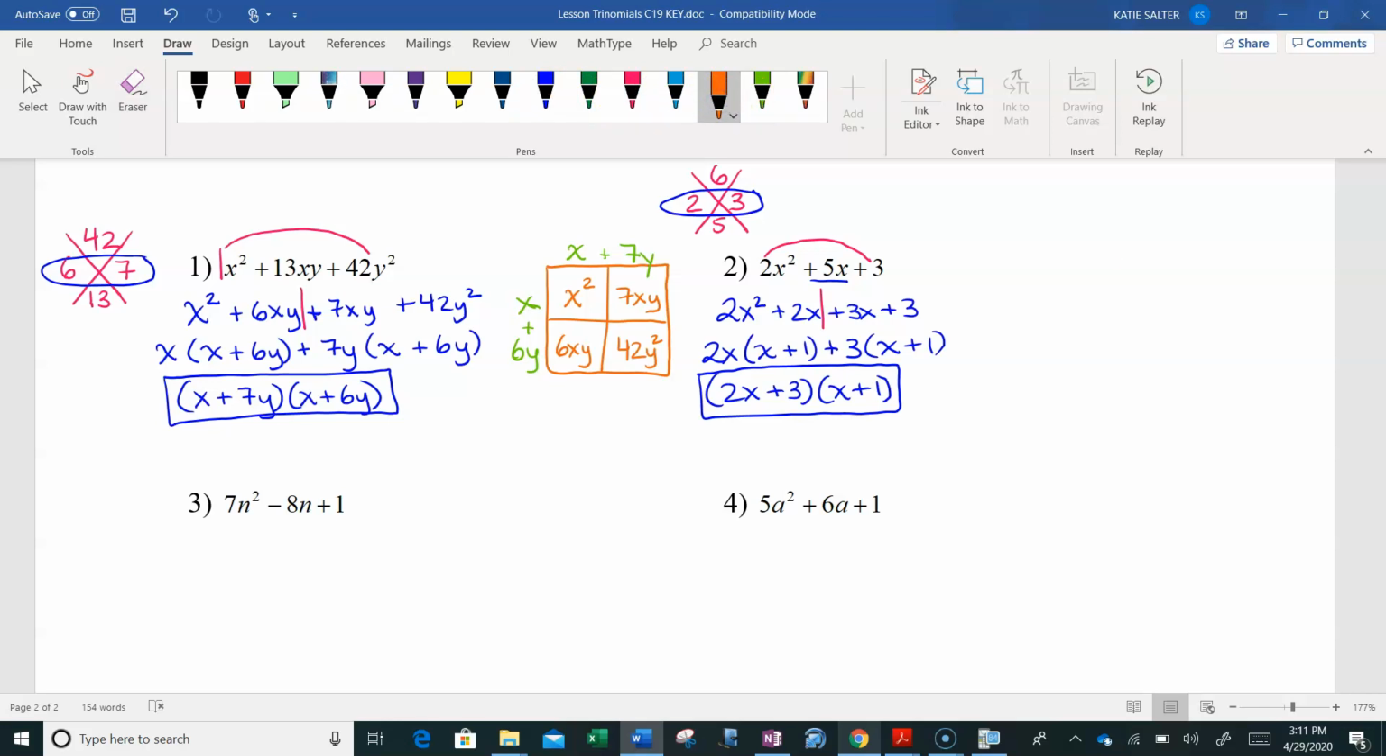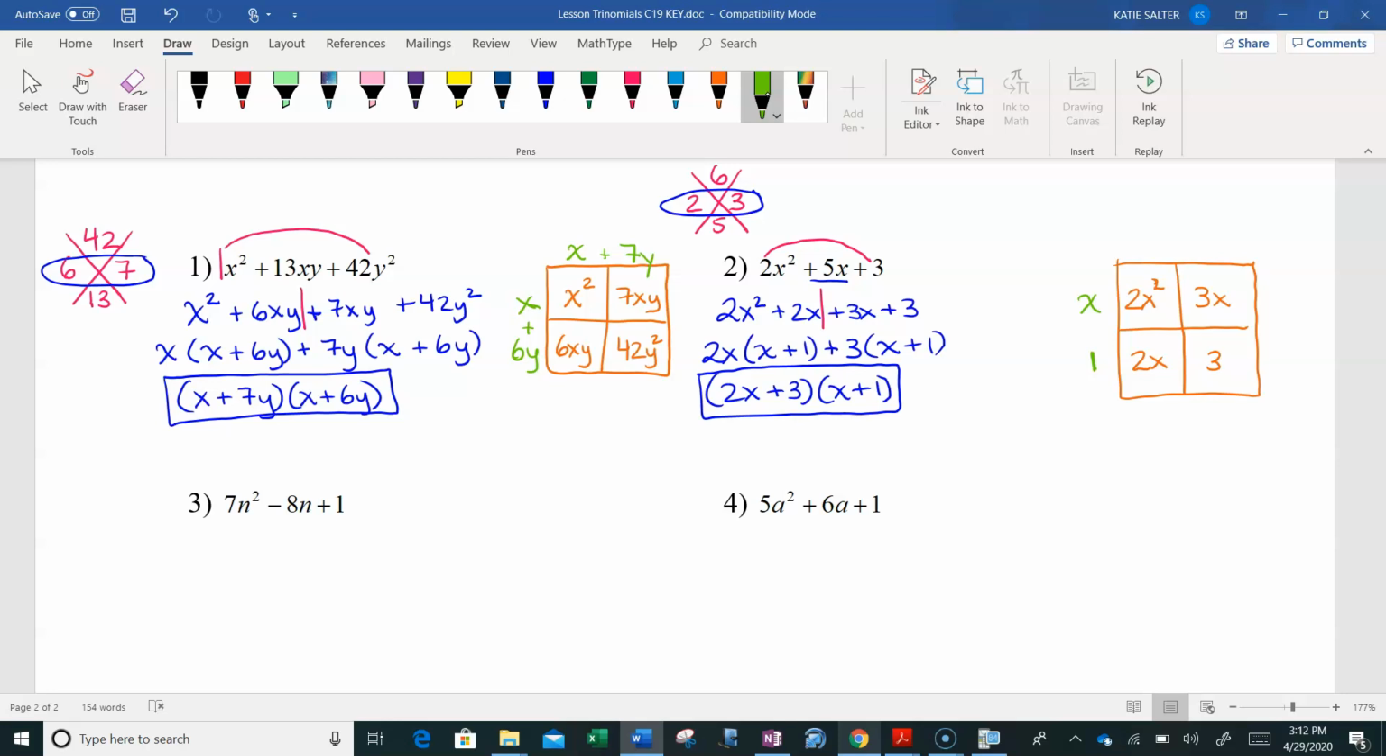So again, what I would do is I would draw a box. I would put the first term in the top left corner and the last term in the bottom right corner. I would use these numbers, 2 and 3 that I found, to rewrite 5x. So I could put the 2x here and the 3x here, or it could be the opposite. It doesn't matter. What does 2x squared and 3x have in common? Oh, an x. What does 2x and 3 have in common? Only a 1. Again, if you think there's nothing in common, they do have 1 in common.